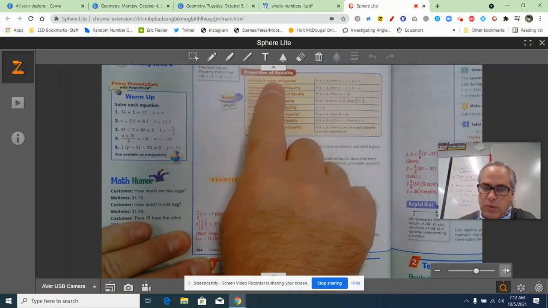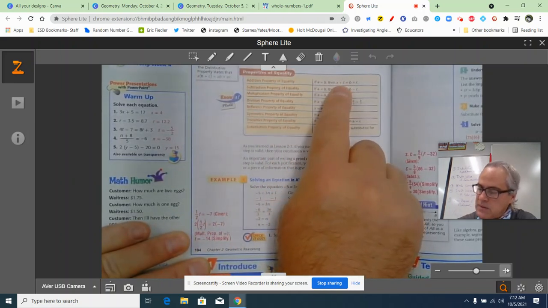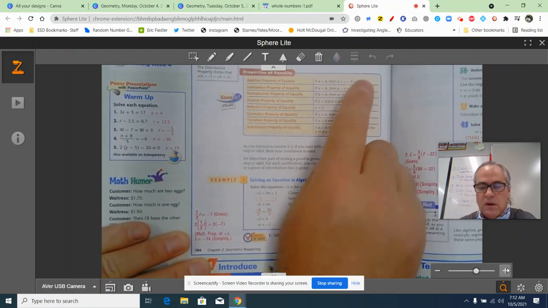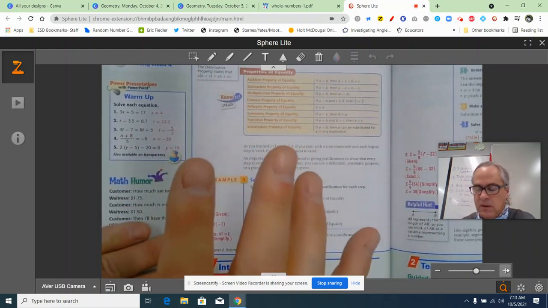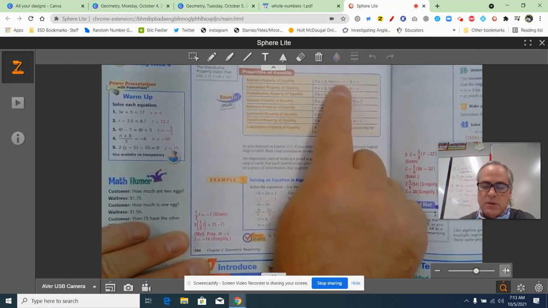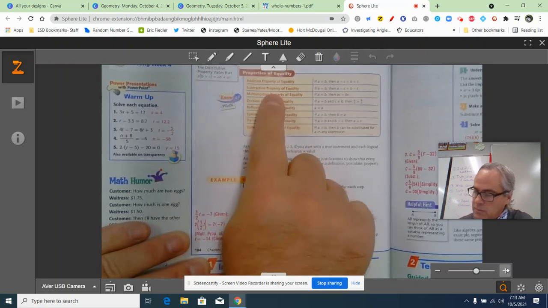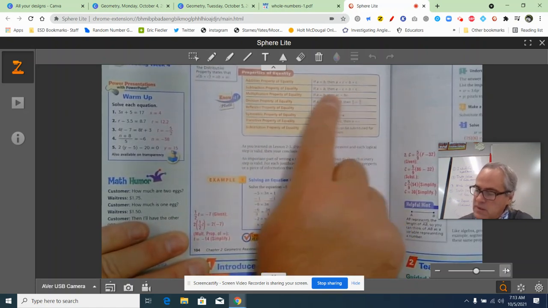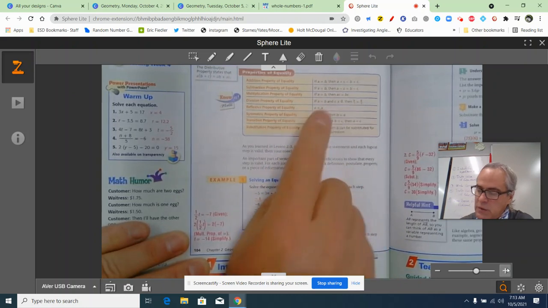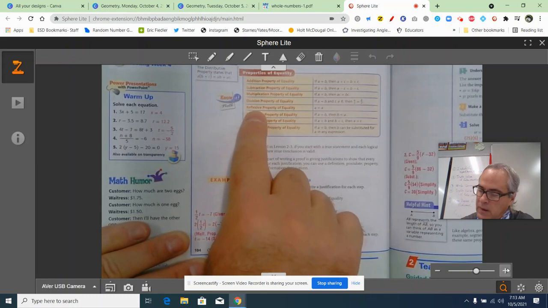For example, the addition property of equality. This property says that if A equals B, then A plus C equals B plus C. Now, I'm not going to go through all these in this detail. I just want to mention them. Notice what happens here. They're adding the same thing to both sides of the equation. That's what you did in algebra. Every time you solved an algebraic equation, you had to add something to both sides of the equal sign. Subtraction property of equality, subtract from both sides. Multiplication, division. You used those repeatedly last year.